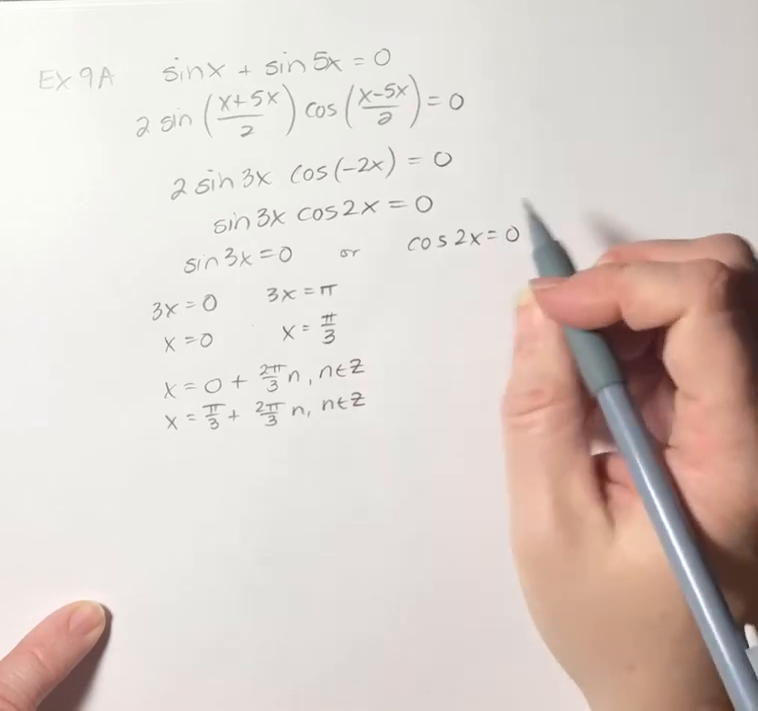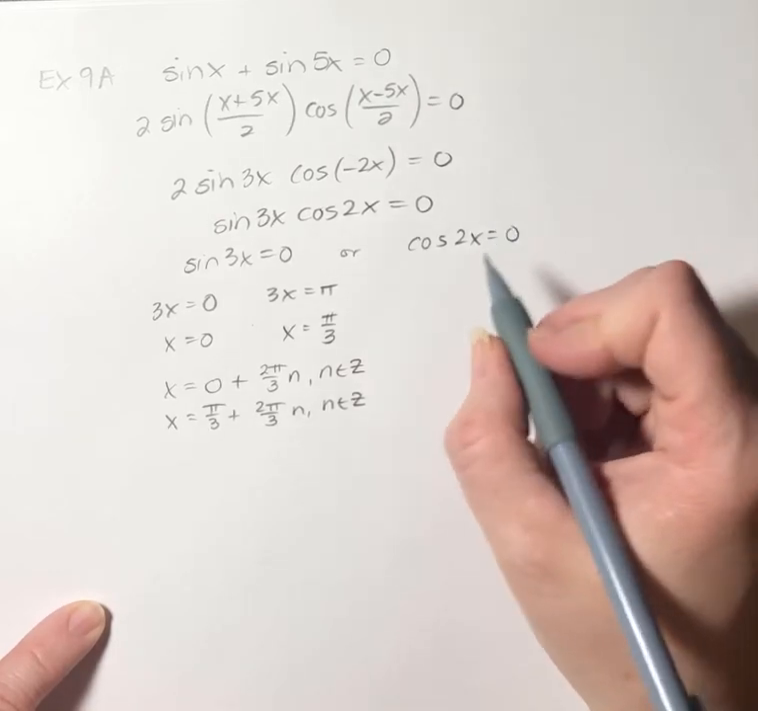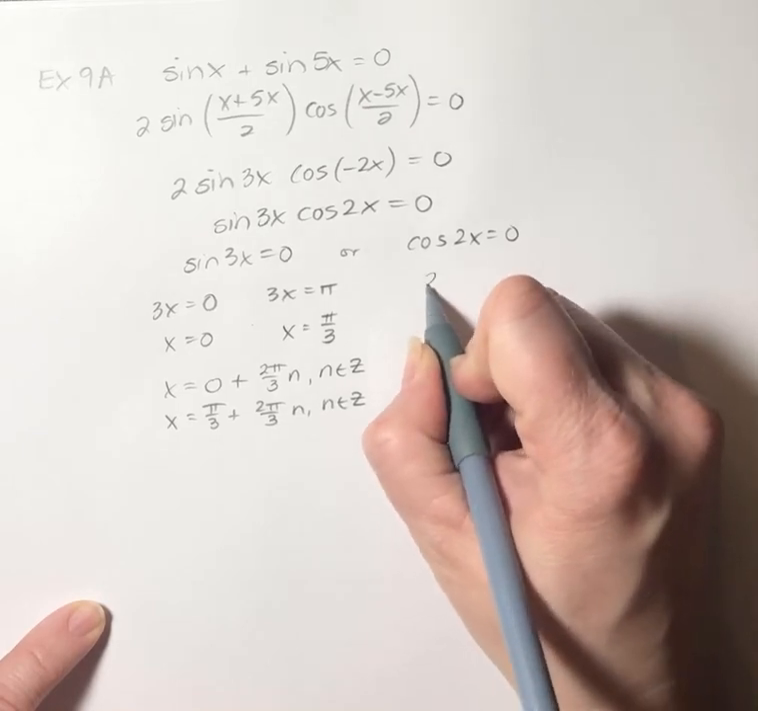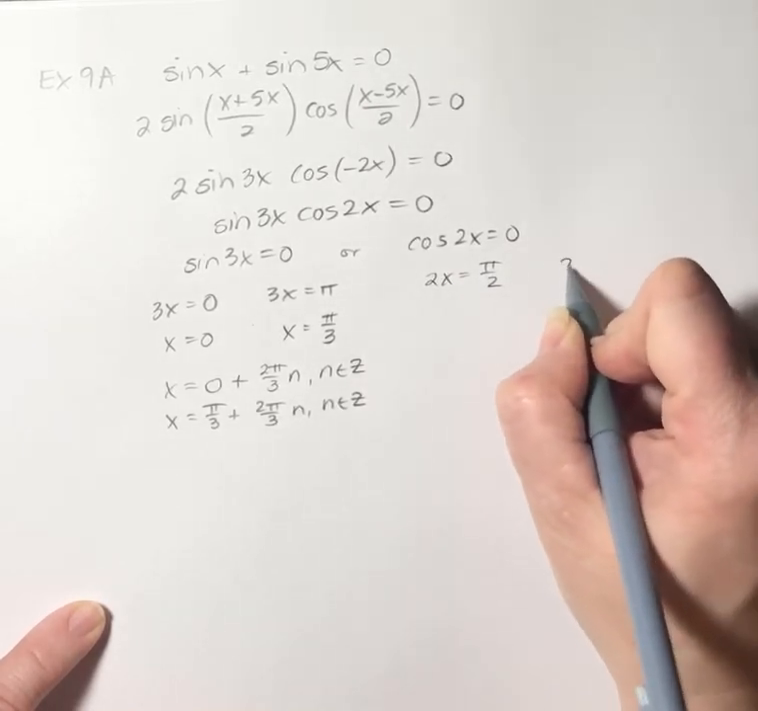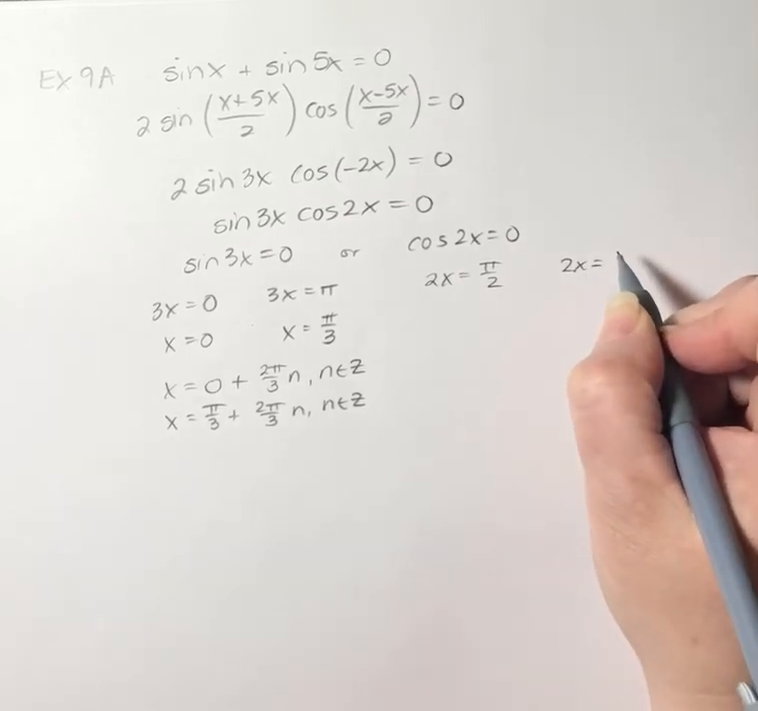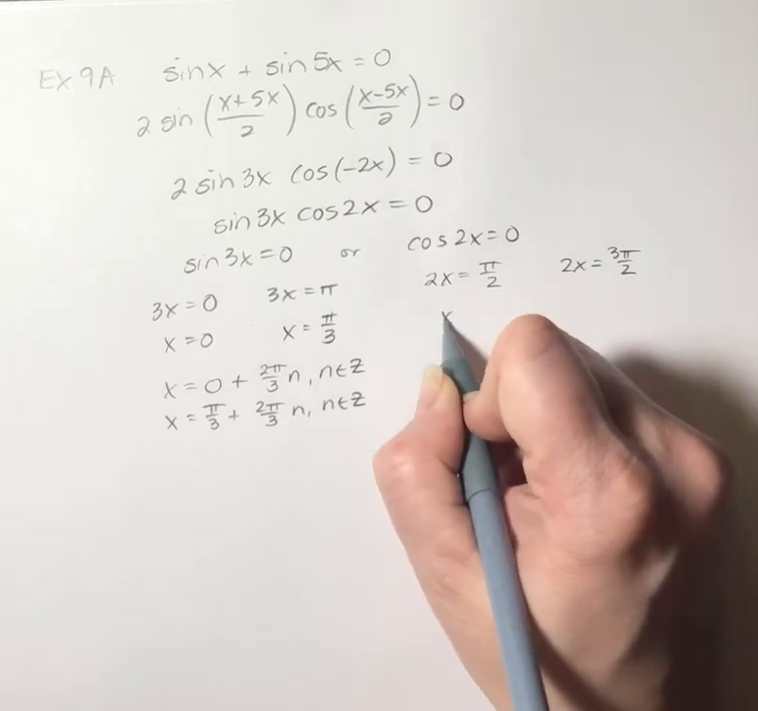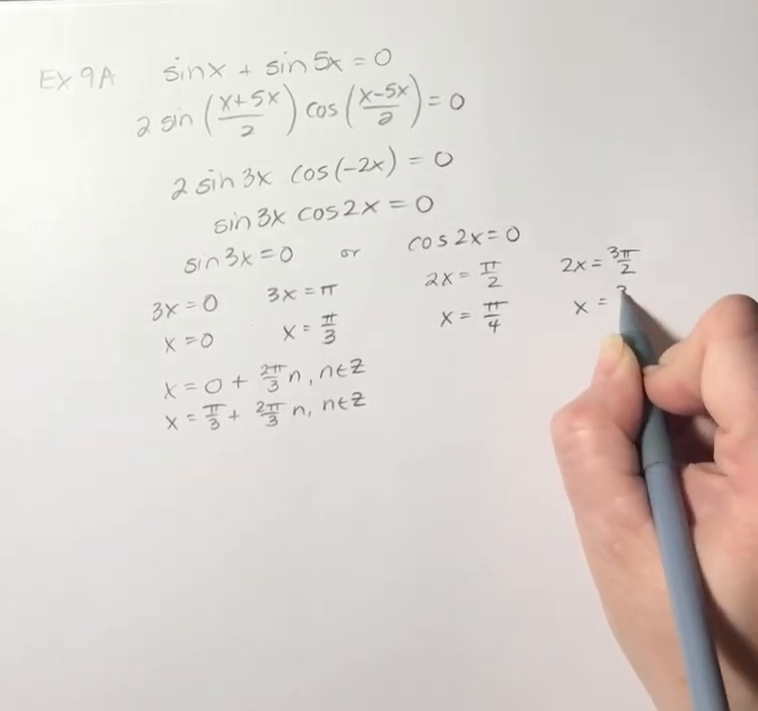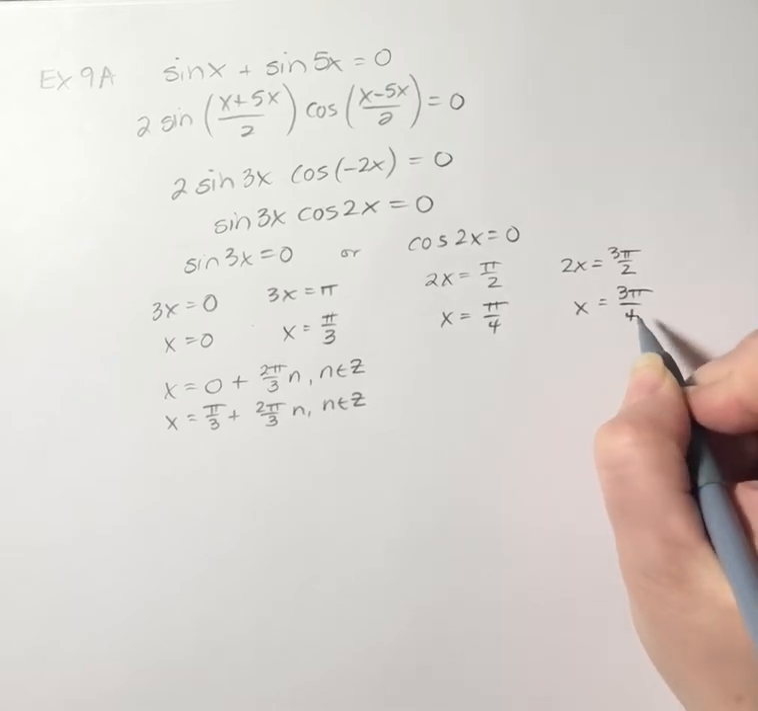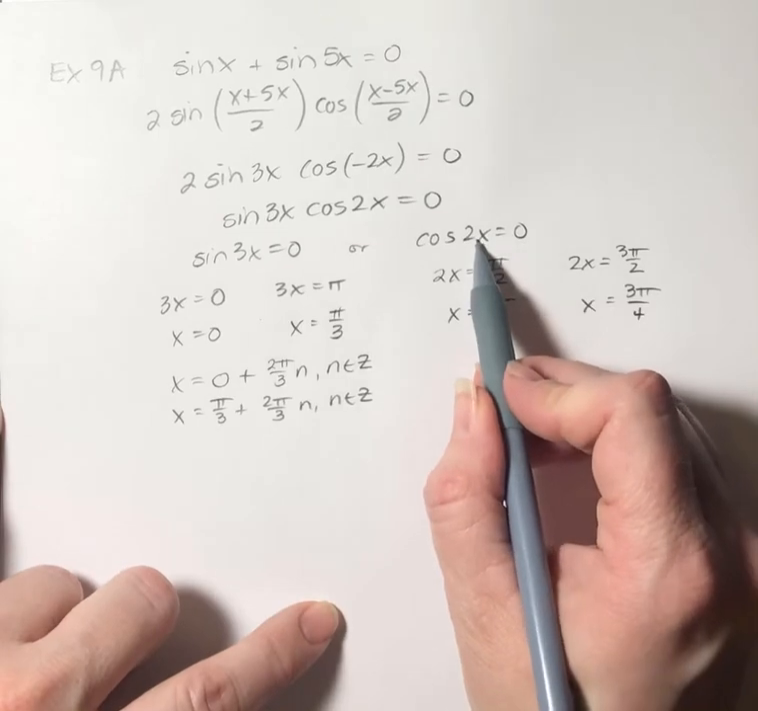cosine is 0 at pi halves and 3 pi halves. So 2x is equal to pi halves, or 2x is equal to 3 pi halves. So x is equal to pi fourths, or x is equal to 3 pi fourths. Here my period is pi.